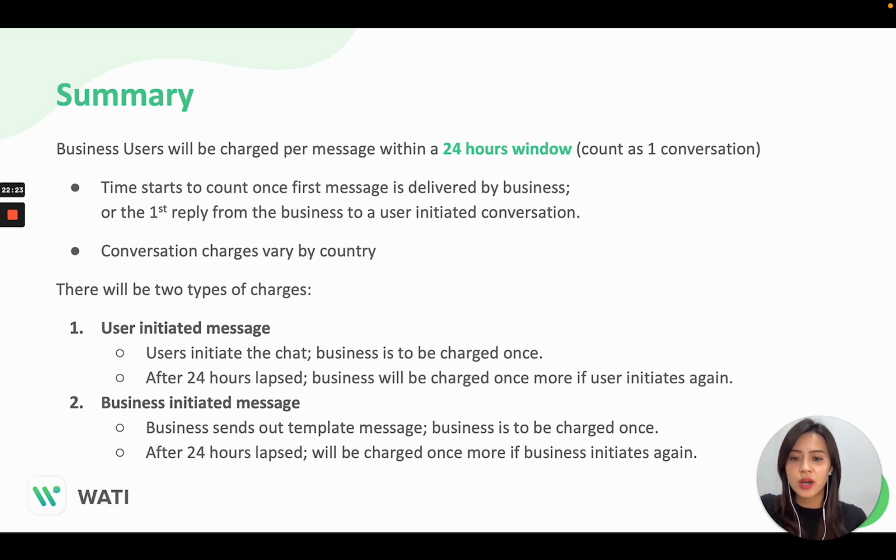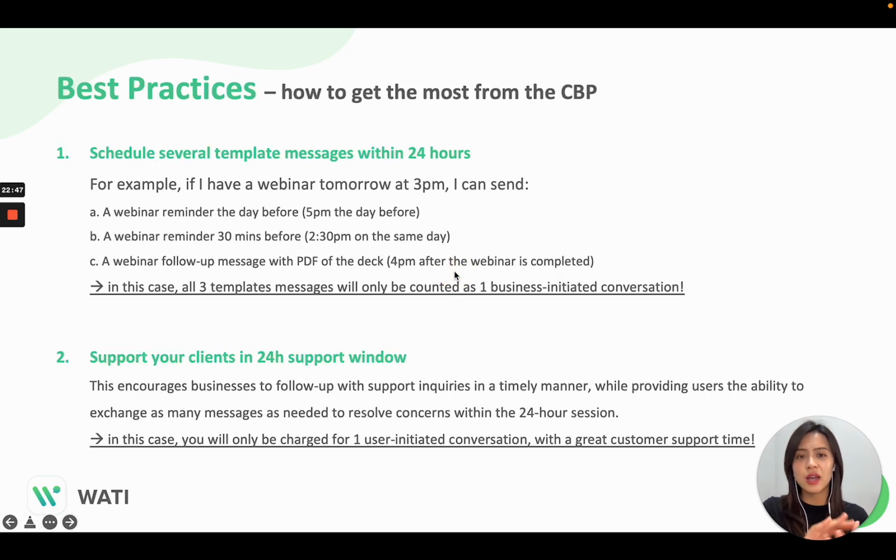Yeah, so I think we have a summary here about the 24-hour increment, the types of message, which are the user-initiated message and the business-initiated message, how they will get charged, and how the 24 hours will be counted. So all this is already covered in this video of around 20 minutes. Last but not least, in this new conversation-based charge model, how can you ace it? How can you make the best of it?